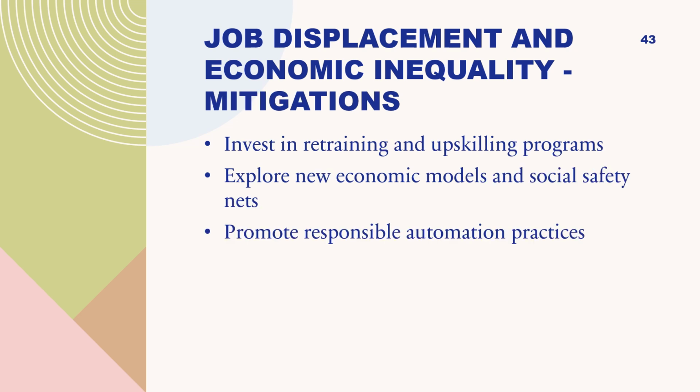So, how can we mitigate it? First, invest in retraining and upskilling programs. Provide opportunities for workers to acquire new skills that are in demand in the evolving job market. Explore new economic models and social safety nets. Consider alternative economic models such as universal basic income to address potential job displacement. Promote responsible automation practices. Encourage businesses to adopt AI in a way that complements human work rather than replacing it entirely.